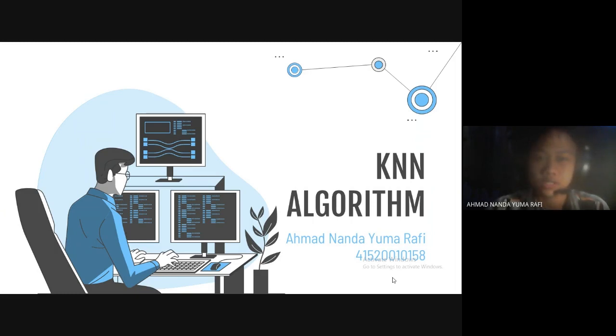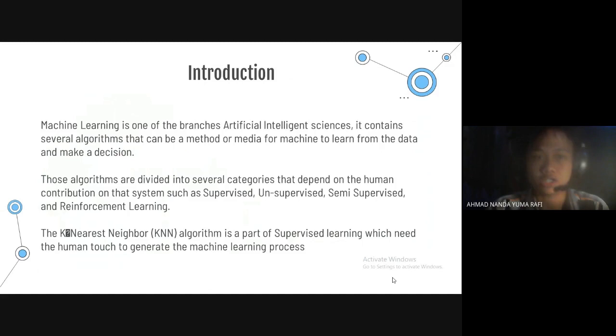For the first part, the introduction. Machine learning is one of the branches of artificial intelligence sciences, and it contains several algorithms that can be a method or media for machine learning to learn from the data and make a decision.